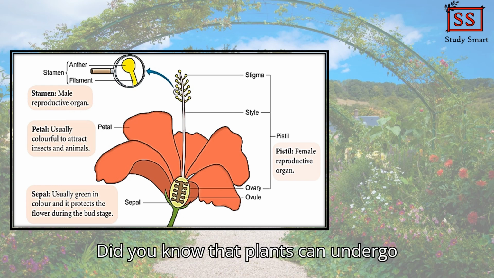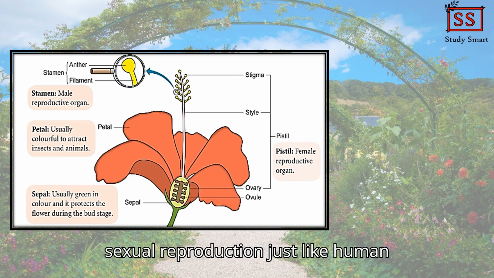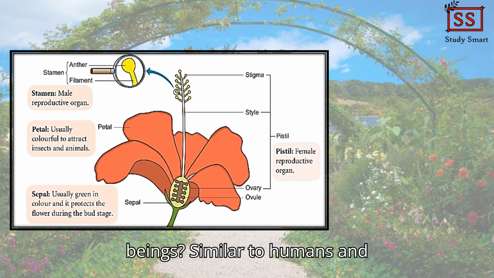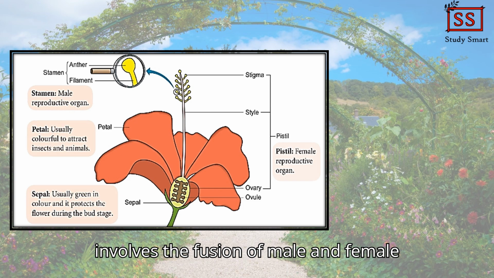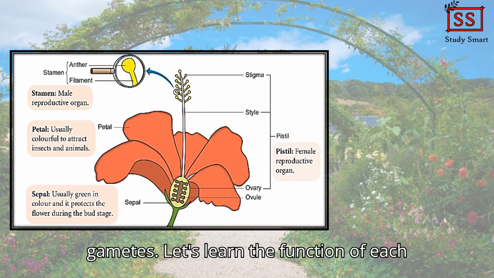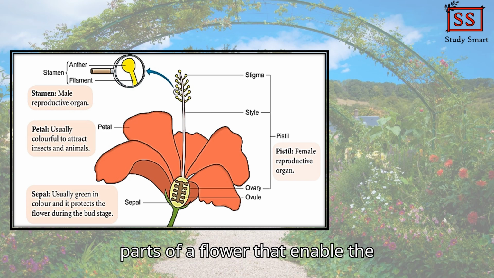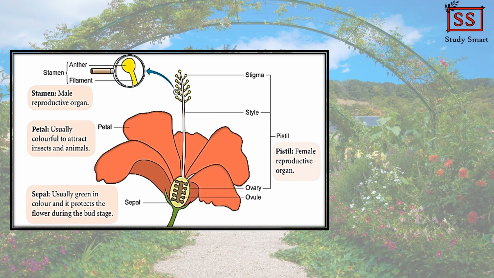Did you know that plants can undergo sexual reproduction just like human beings? Similar to humans and animals, sexual reproduction in plants involves the fusion of male and female gametes. Let's learn the function of each parts of a flower that enable the reproduction of a plant.